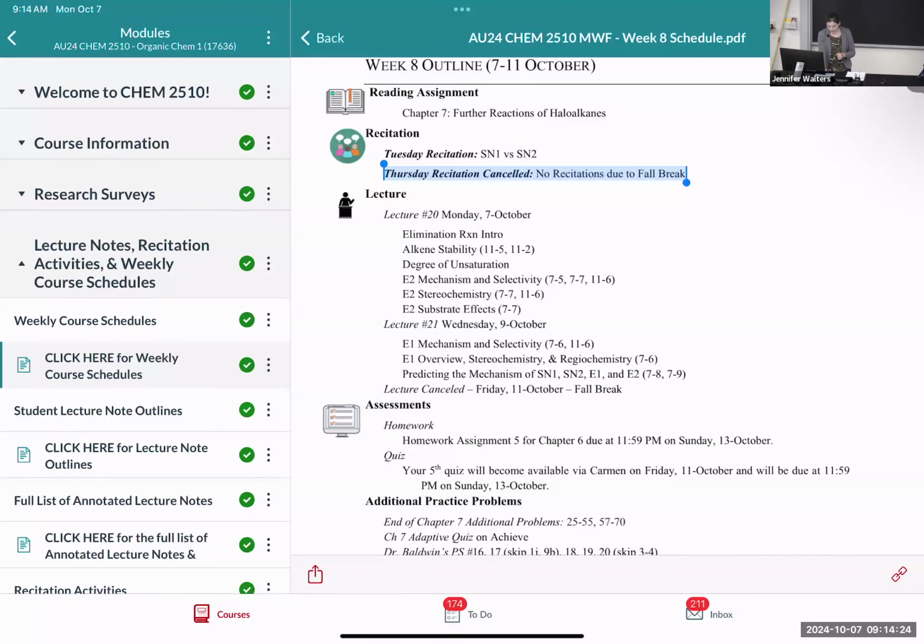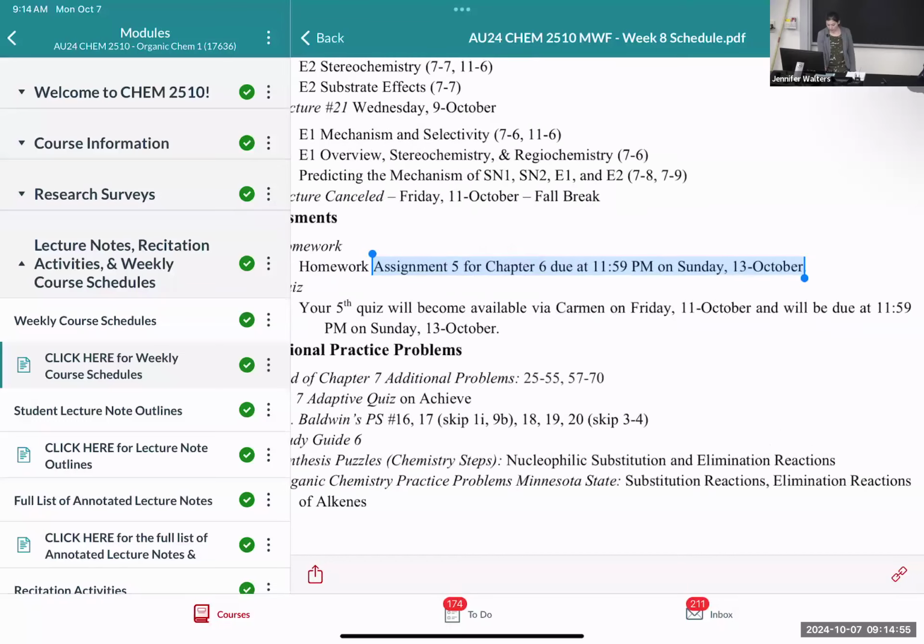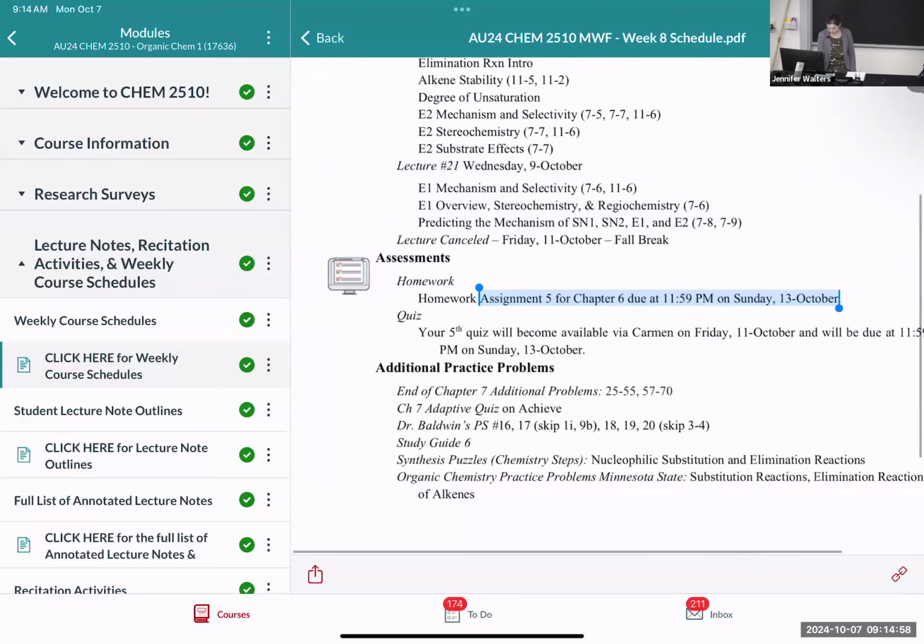What we're doing today is looking at our elimination reactions. We're going to look at alkene stability, degree of unsaturation, and get into the E2 reaction. Wednesday is going to be looking at E1 and starting to do some SN1 versus SN2, E1 versus E2. Your homework 5 is due on the Sunday of break. Hopefully you already started it and have been working on it for the last week and a half. But if not, it is due on Sunday. And your fifth quiz is also due on Sunday.